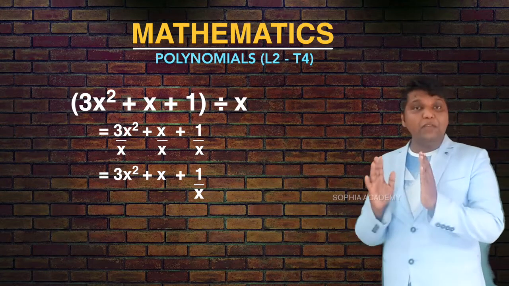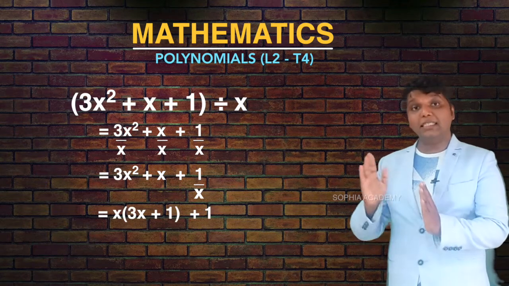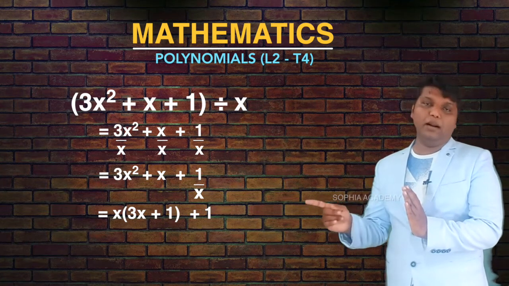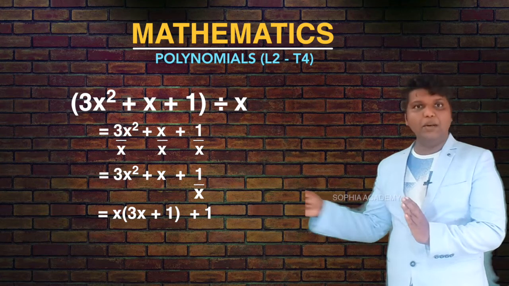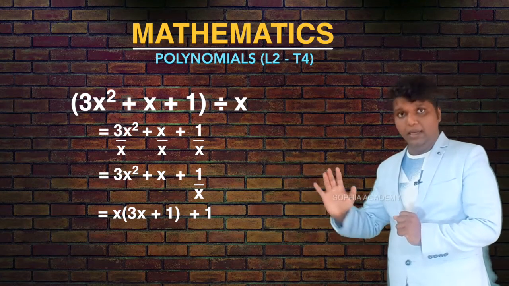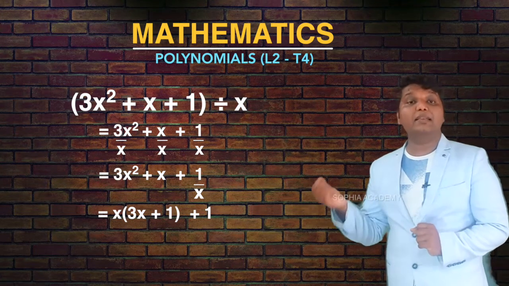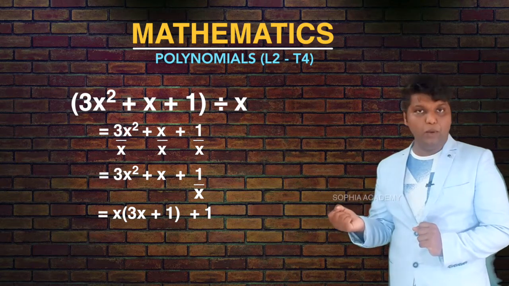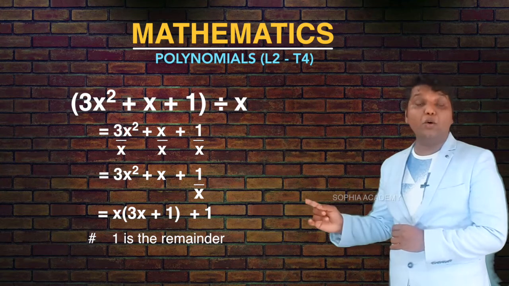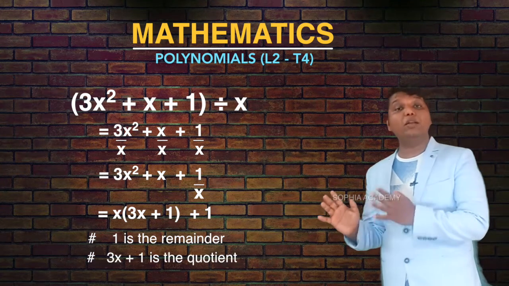So that means in the first two terms, you can take x as common. So you can write it as x into 3x plus 1. Then what about the other term? It will remain as the remainder, plus 1. That means that 1 will be an odd one, right? It is an odd one. So we can say if we are dividing 3x square plus x plus 1 by x, the remainder will be 1, and the quotient will be 3x plus 1.